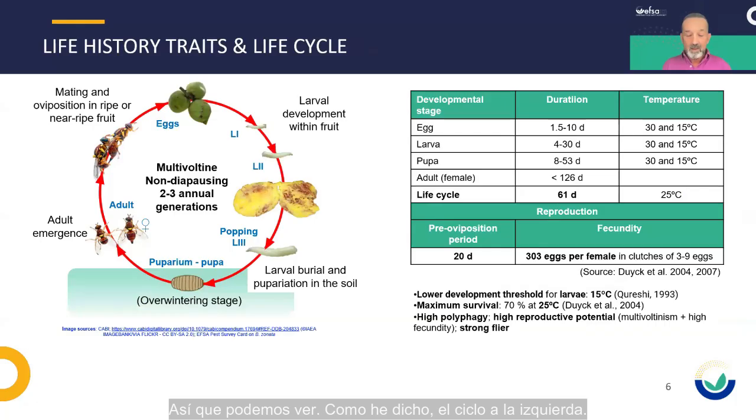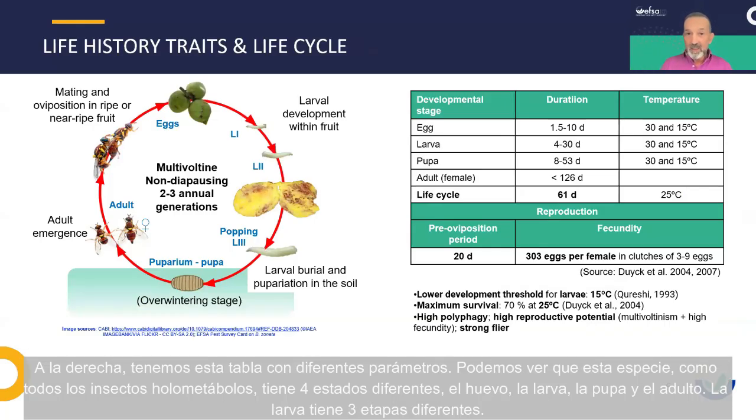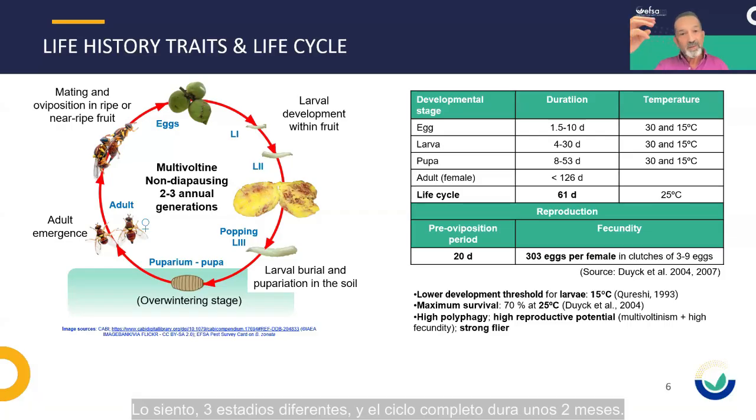So we can see, as I said, the cycle on the left. On the right, we have this table with different parameters. We can see that this species, as all holometabolous insects, has 4 different stages: the egg, the larva, the pupa, and the adult. The larva has 3 different stages, 3 different instars, sorry. And the whole cycle takes about 2 months.